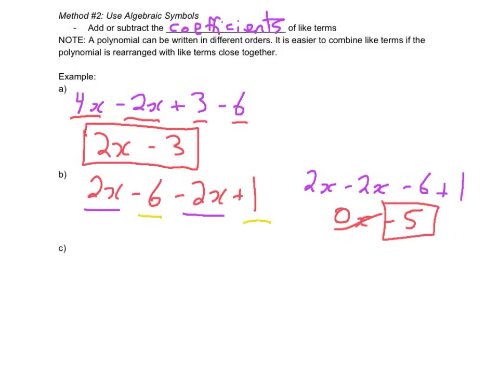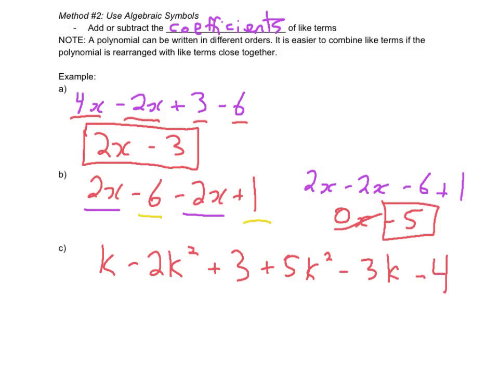Okay, I've got one more for you that I'll get you to do on your own, and I'll check it. Okay, k minus 2k squared plus 3 plus 5k squared minus 3k minus 4. Okay, so do that one on your own, combine the like terms using this second method of just algebraic symbols.